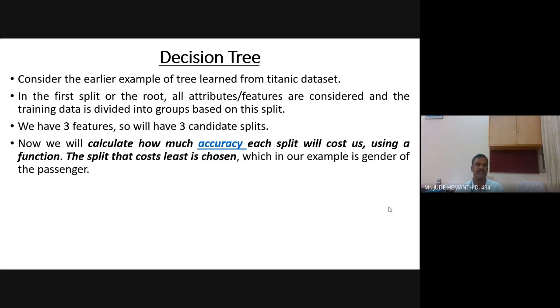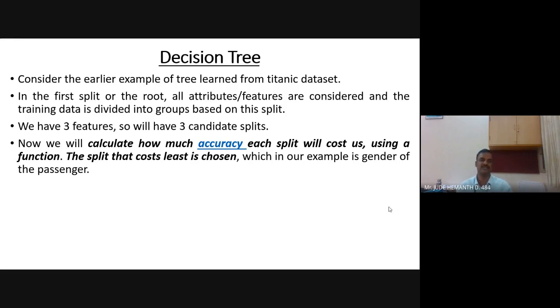Now I will calculate which split or cut is going to give me a low error, or in the sense higher accuracy. We have a mathematical formula by which we can find out the error for each split or cut, a normal branch formation. The split that costs least is chosen. In our example, it is the gender of the passenger.